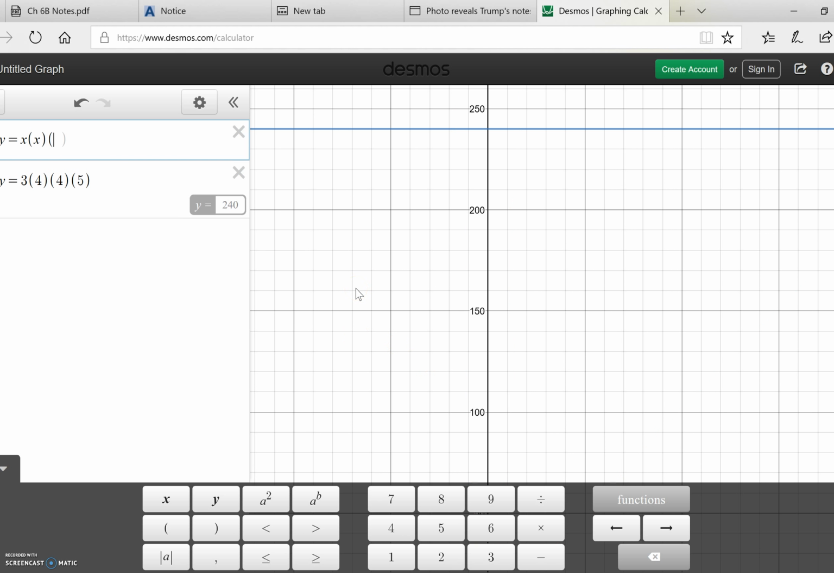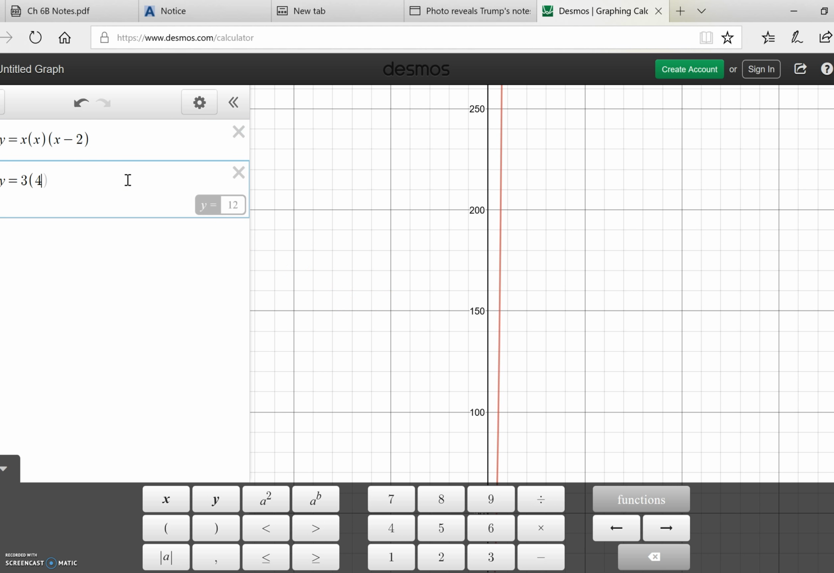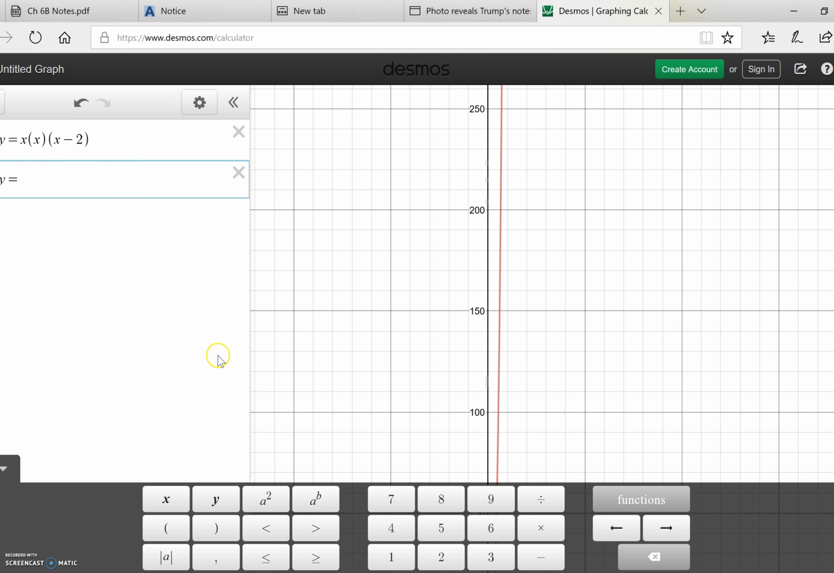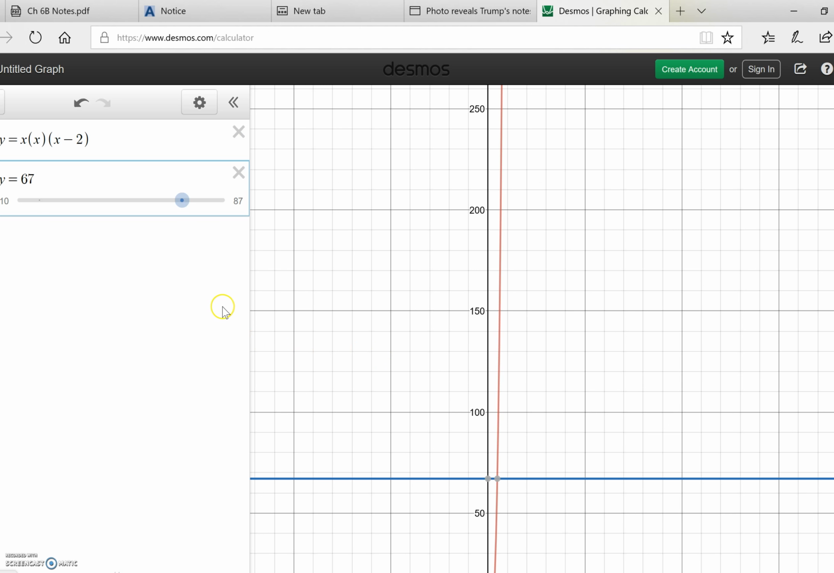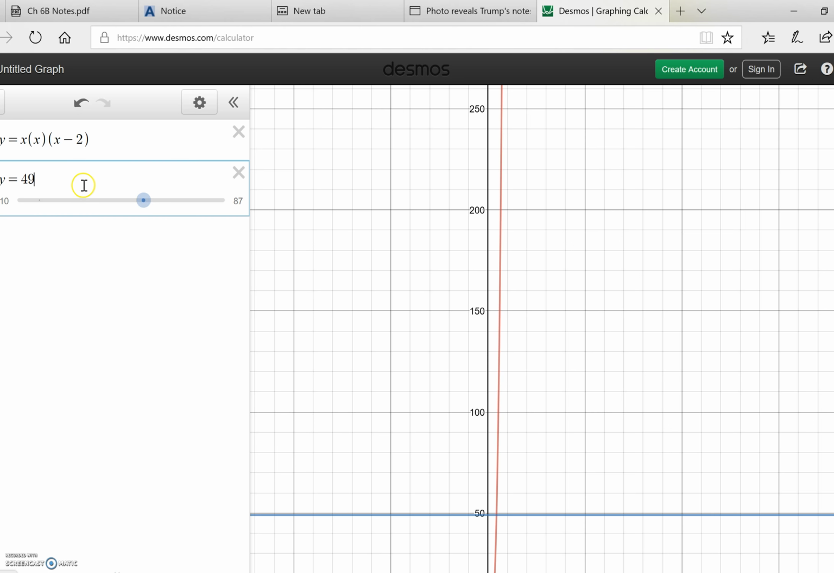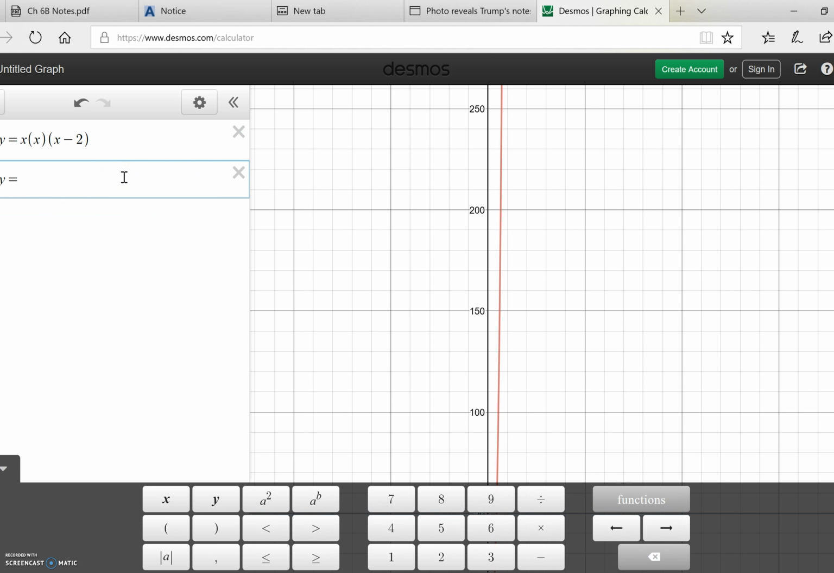And then the other one was, what was that? X minus 2, because we lost the 2 inches off that slice. But then the other equation was 67. So I'm going to come back over here and say y equals 67. And right now, guys, hopefully you can see, I think that got changed somehow. Let's change that back to 67.